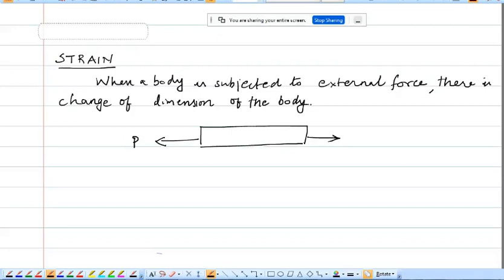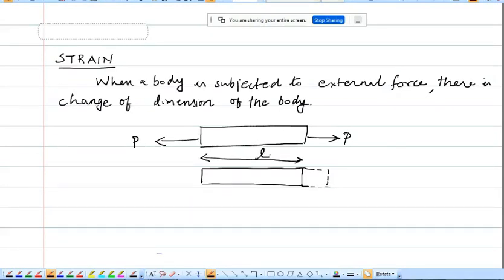I am applying a pull. So these are two equal and opposite forces. If you apply this force, the body will be elongated from the initial position to this final position. Initially you may have the length as L. After the application of force, the body gets elongated and its length changes from L to L plus delta L. So the final length is L plus delta L and the initial length was L.